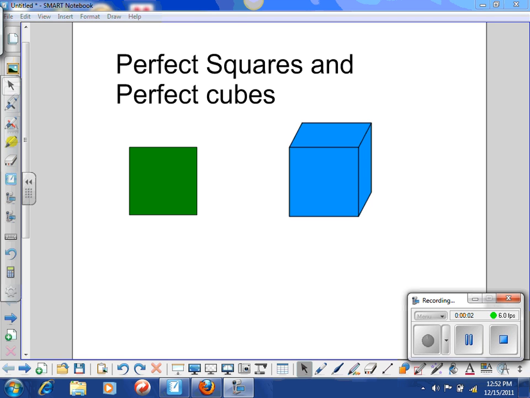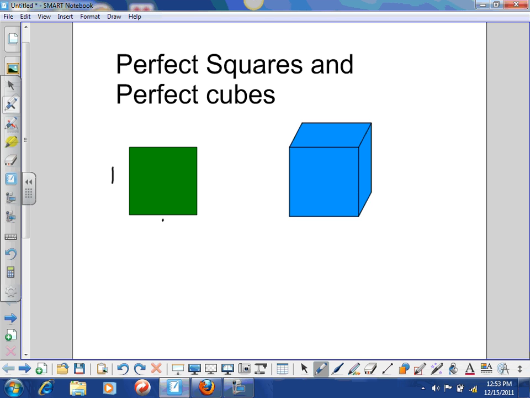Okay, we're talking about perfect squares and perfect cubes. So when we talk about that, we just want whole numbers. If one side of a square was 1, we know the other side would be 1. So 1 squared, which is equal to 1 times 1, will give us 1. Let's look at a cube. If it's 1, 1, 1, 1 cubed is equal to 1 times 1 times 1, which is still 1.